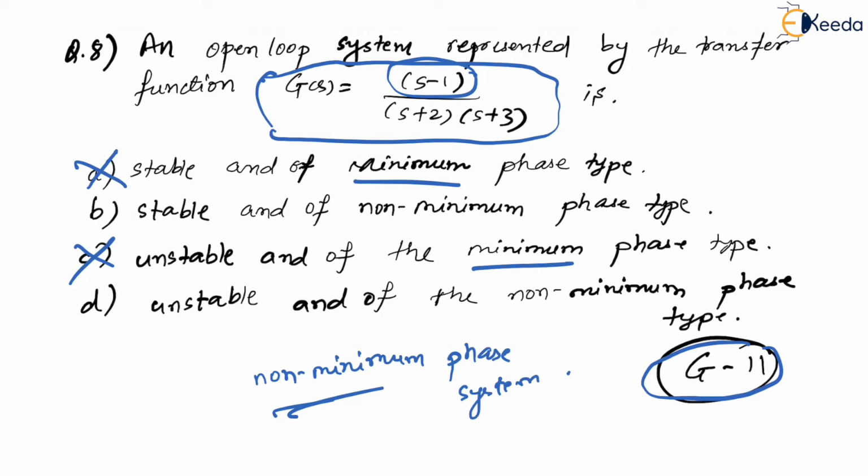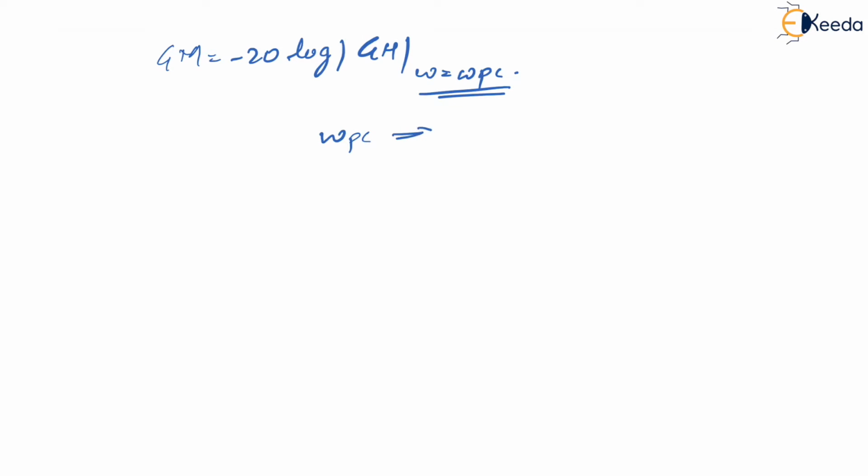See, try to find gain margin. If gain margin turns out to be positive, then it is a stable system. If it turns out to be negative, then it is definitely an unstable system. Let us try to find that. So if you think of GM, what is GM? Gain margin is nothing but minus 20 log of mod of GH at omega equal to omega PC, correct? Which means first thing is I need to find omega PC.